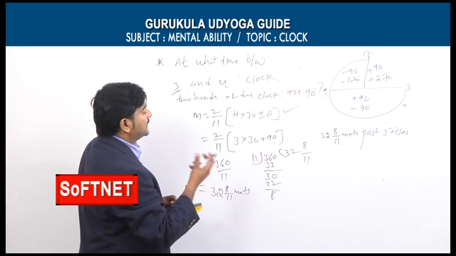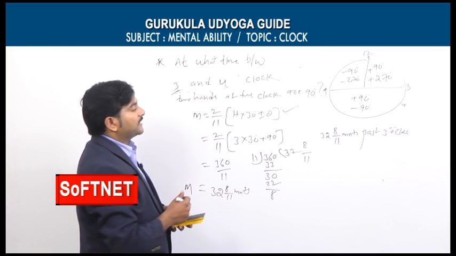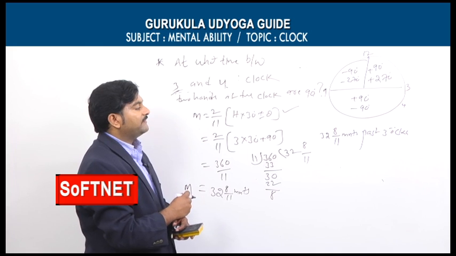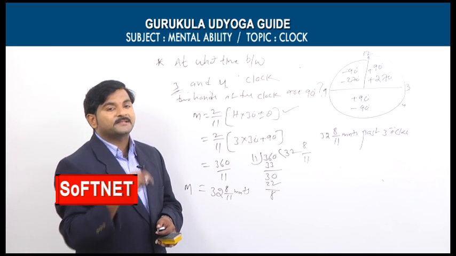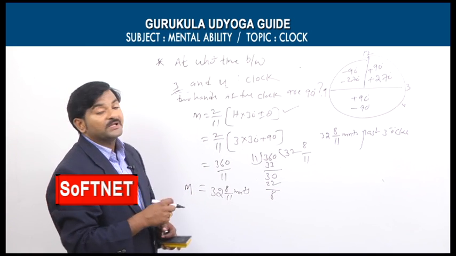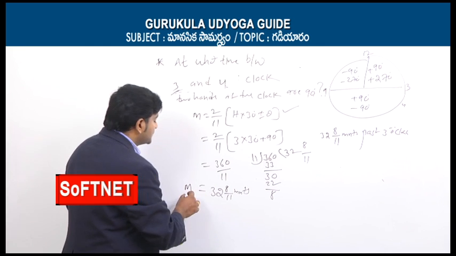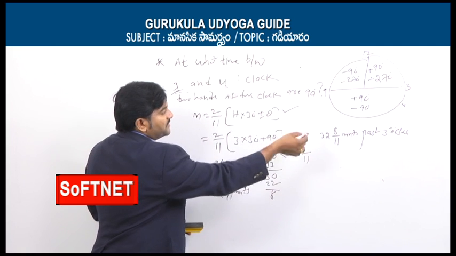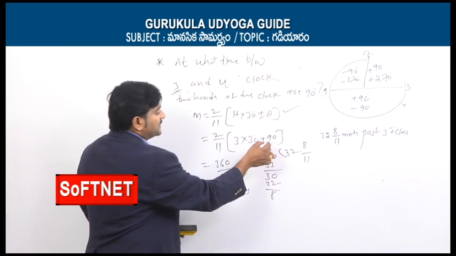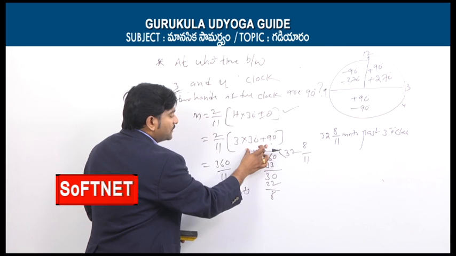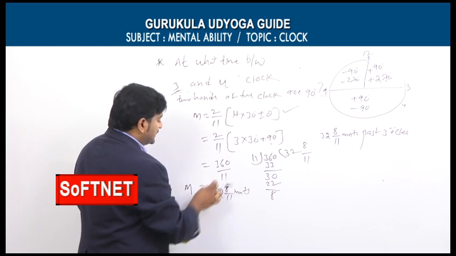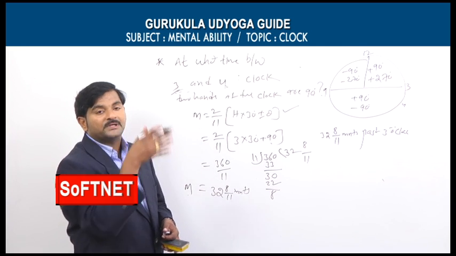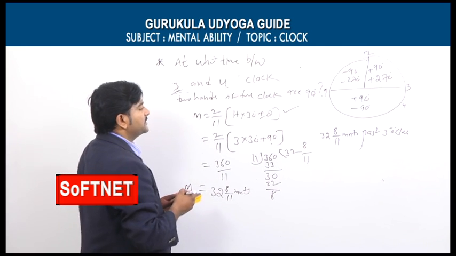So from 3 and 4, at what time between 3 and 4 is the angle between the two hands of the clock 90 degrees? One time I am getting 32 8 by 11 minutes past 3 o'clock, and in the second case I am getting exactly 3 o'clock because minutes I am getting 0. How can we say theta equal to minus we need to take? Because the time lies under 3 and 4. If it is minus 90, this value could be 0, 0 into something is 0, so M is equal to 0 I am getting. So final answer is 3 hours, 0 minutes past 3 o'clock. So simply 3 o'clock we can say.